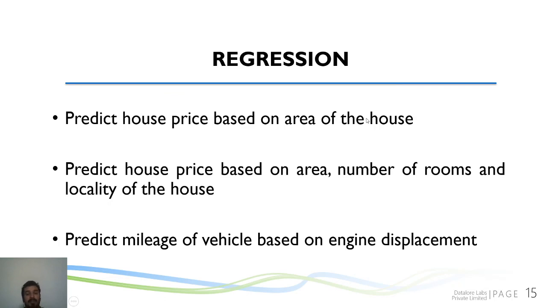Another example could be to predict mileage of a vehicle based on, let's say, engine displacement. You can think about a lot of other examples for regression algorithms. It's one of the simplest, oldest, and most powerful algorithms in machine learning.